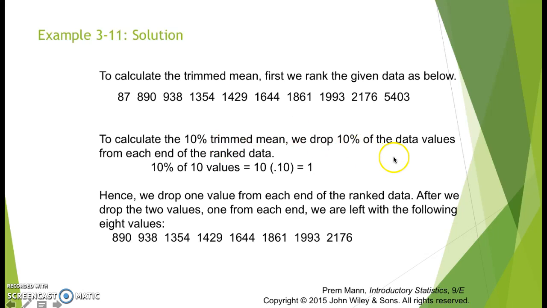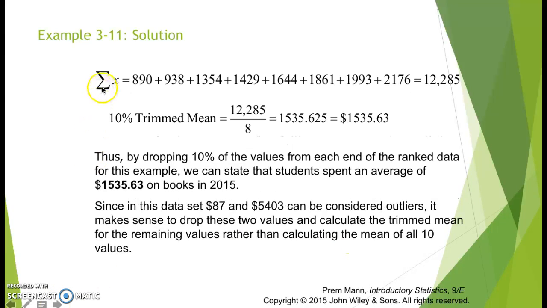Calculate the 10% trimmed mean. We drop 10% of the data values. 10% of 10 is 1. So we drop one value from each end of the ranked data. After we drop two values, one from each end, we're left with the following 8 values. Holy moly, I didn't see this one earlier, $5,000. So we have these 8 values remaining, and we would find the mean based on only these 8 values.